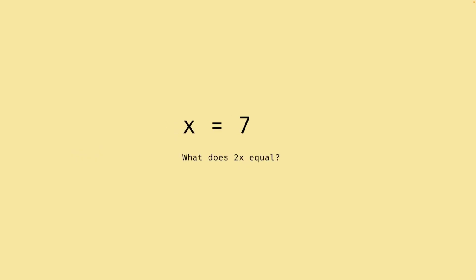So, what would be the outcome if we would have set the variable to 7? If x equals 7, then what does 2x equal? It would have been 14, because 2 times 7 equals 14.